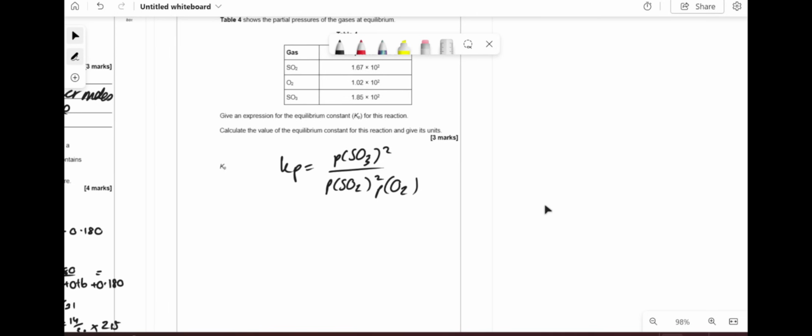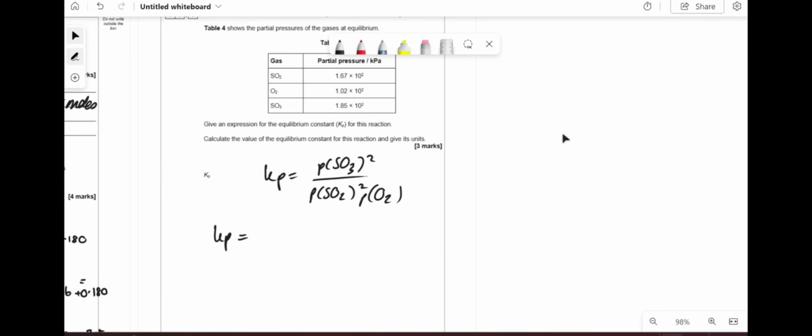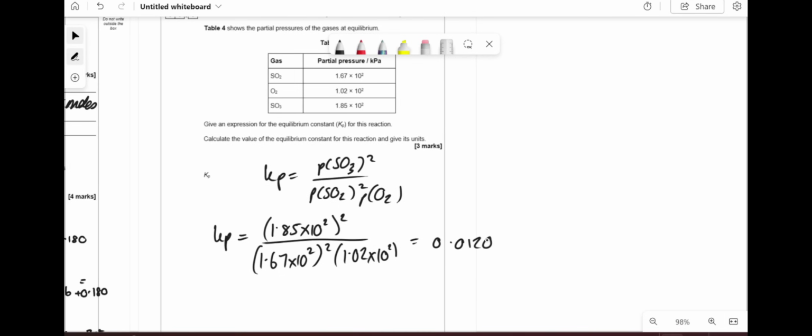Now we need to actually work this out. So let's look at what the units are. The units of all of these are in kilopascals, so you can just slap them in. So Kp equals partial pressure of SO3, so it's going to be 1.85 times 10 to the 2, squared, all over the partial pressure of SO2, which is 1.67 times 10 squared, and partial pressure of O2, which is 1.02 times 10 squared. If we put all of that in, we should get 0.0120, which is roughly 1.2 times 10 to the minus 2.